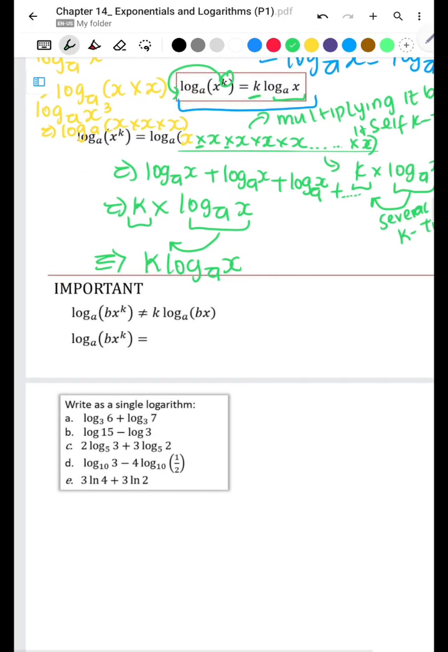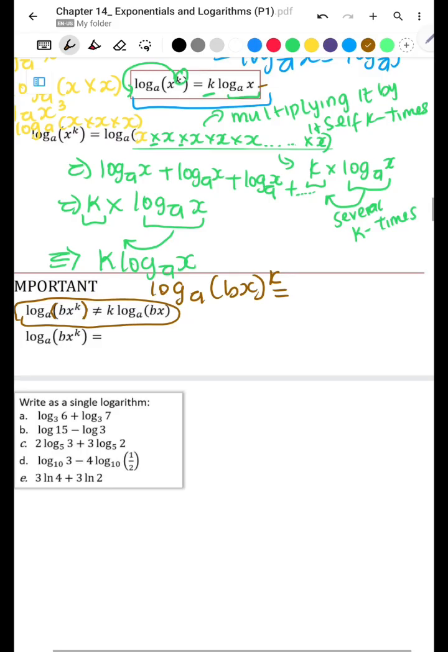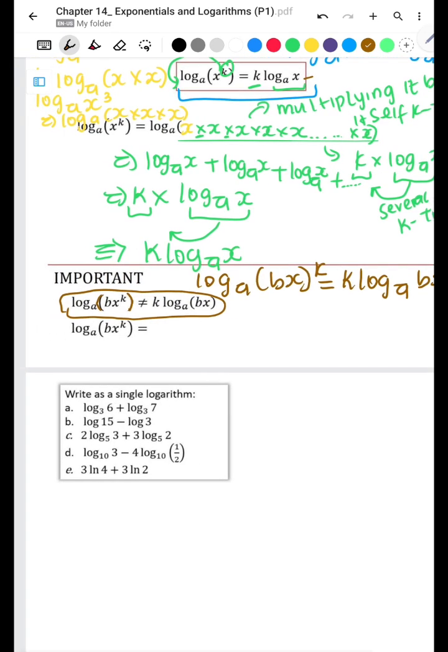Now, moving on. The important fact here, because I see most people mixing things up, is that these are not equal to each other. At first glance, it gives a question mark of wait, I just explained that. But the power of k here is not the power of the whole bracket. If it were log base a of bx all to the power of k, then this equals k log base a of bx. But instead, the k power is just on x alone. So my law is invalid to be used here.